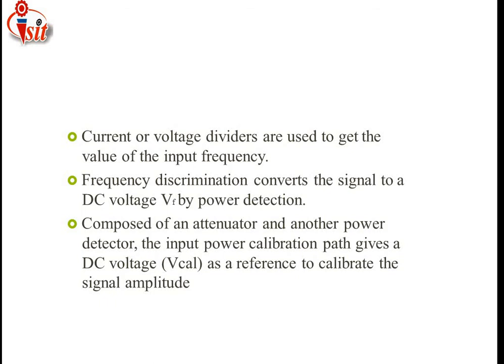In terminologies related to this, first of all we are converting time into frequency and frequency into time, and amplitude is also measured in terms of voltage. For that purpose there is an indirect correlation between frequency, amplitude and voltage. The frequency discrimination converts the signal to a DC voltage VF by the power detection, composed of an attenuator and another power detector. The input power calibration path gives a DC voltage, V cal, as a reference to calibrate the signal amplitude.